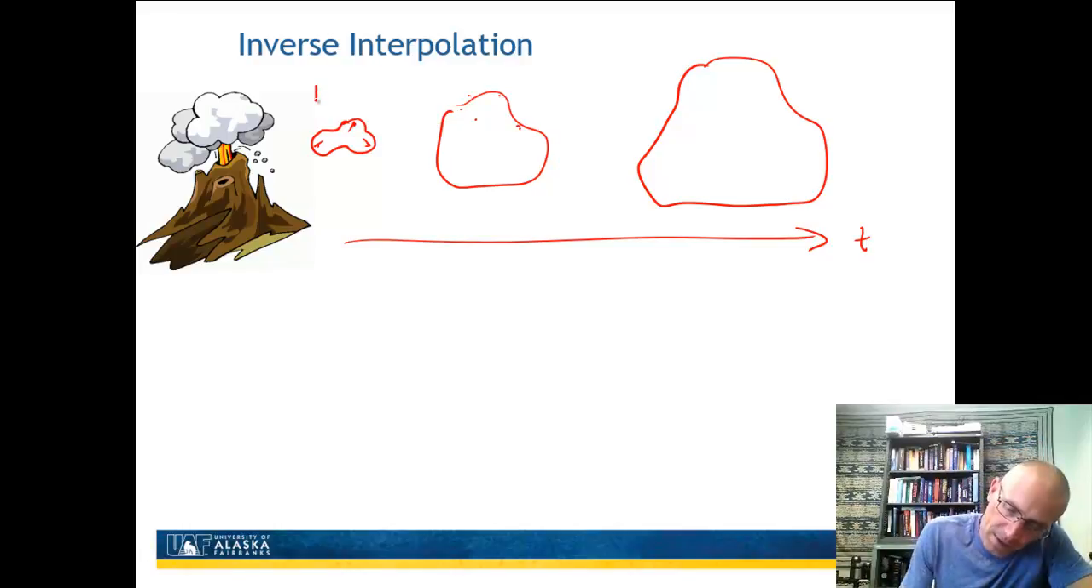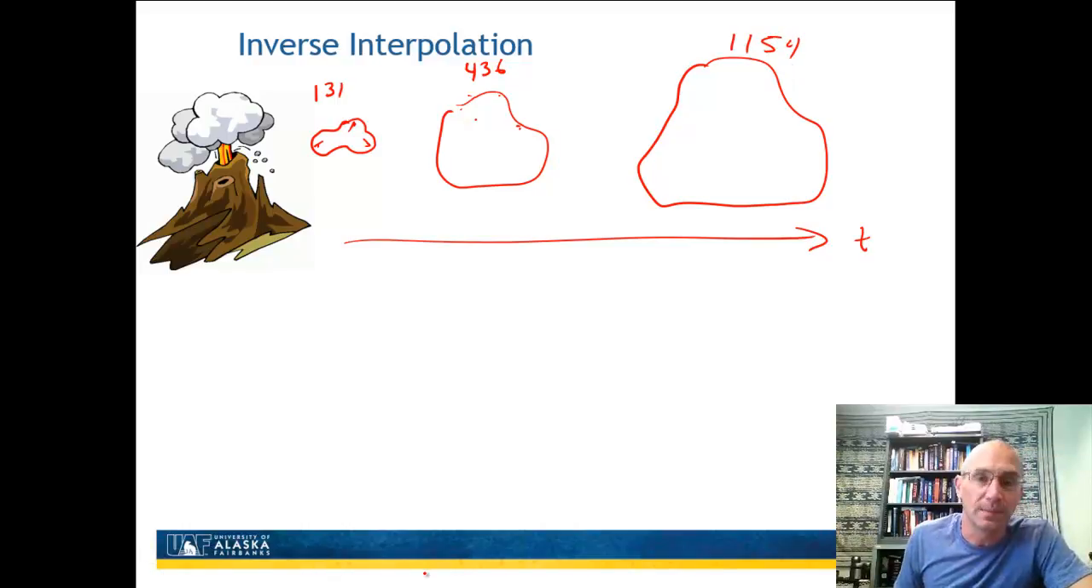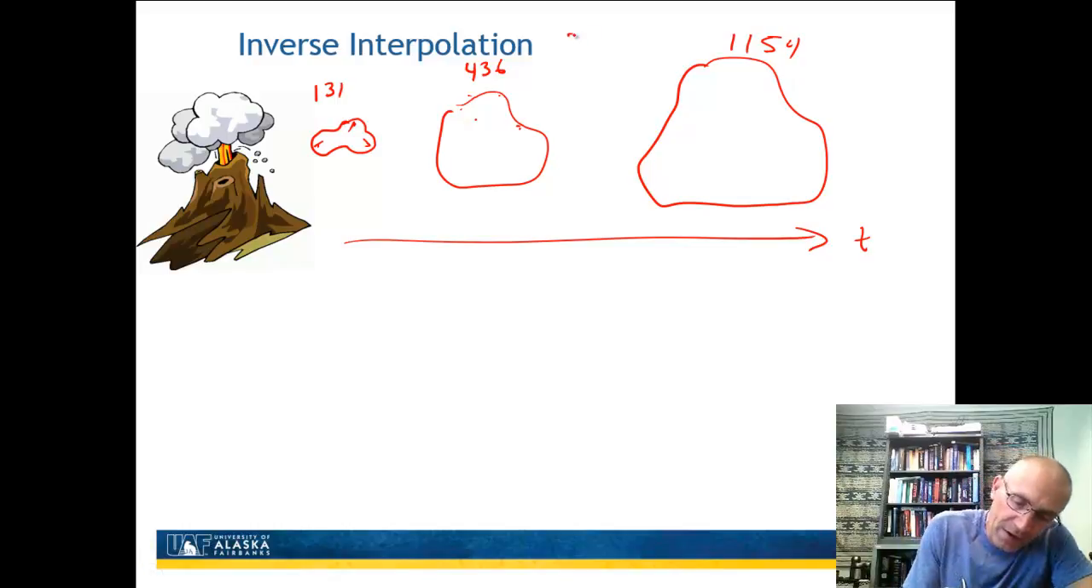For example, maybe at this point it was 131 square miles, at this time it was 436 square miles, and then it was 1,154 square miles at these particular times. And so we might ask, at what time did it have an area of 800? What would be the time there?